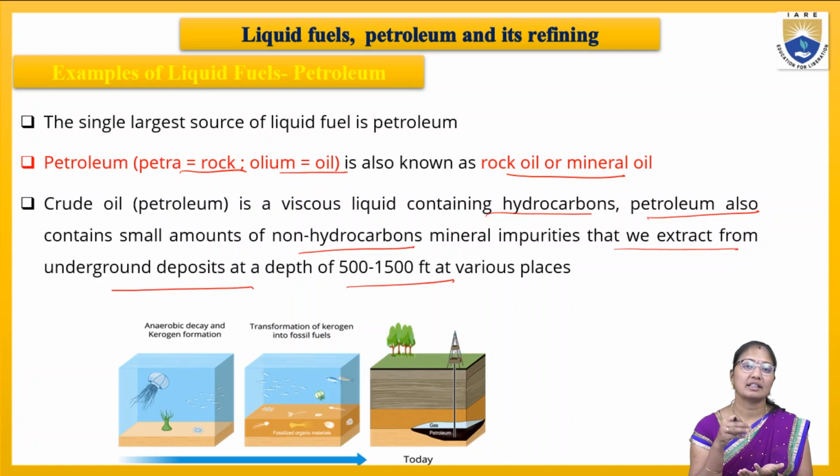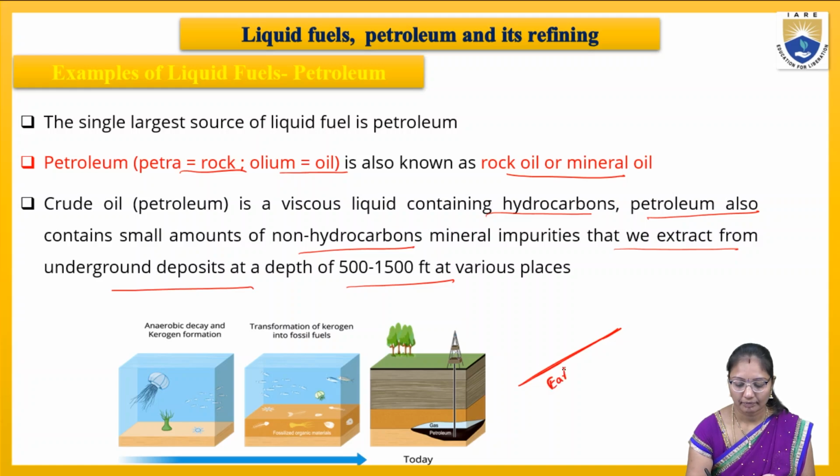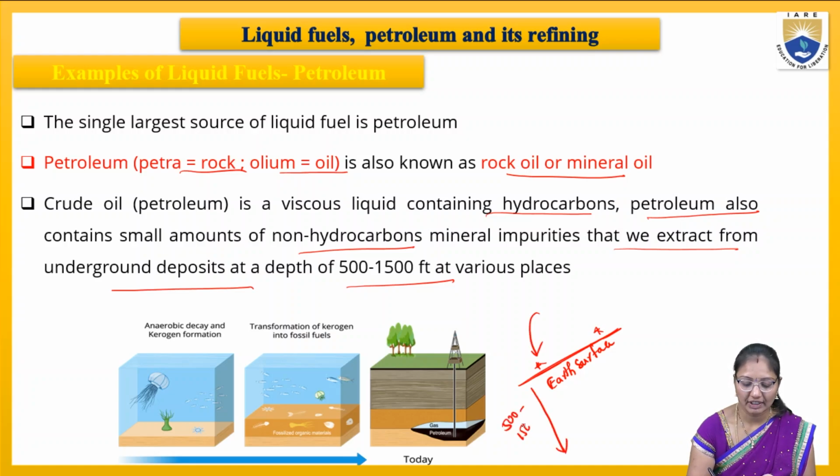First they identify the sites of crude oil extraction. This is the earth surface. They identify the locations to dig and extract the crude oil. With detectors, once they get the site on the surface, they go down 500 to 1500 feet into the earth. At 1500 feet, what happens is anaerobic decay and kerosene formation, the transformation of kerosene into fossil fuels. Here, around 1500 feet, there are gas and petroleum, and they extract both. This is the natural gas and this is the petroleum, which we are discussing today.